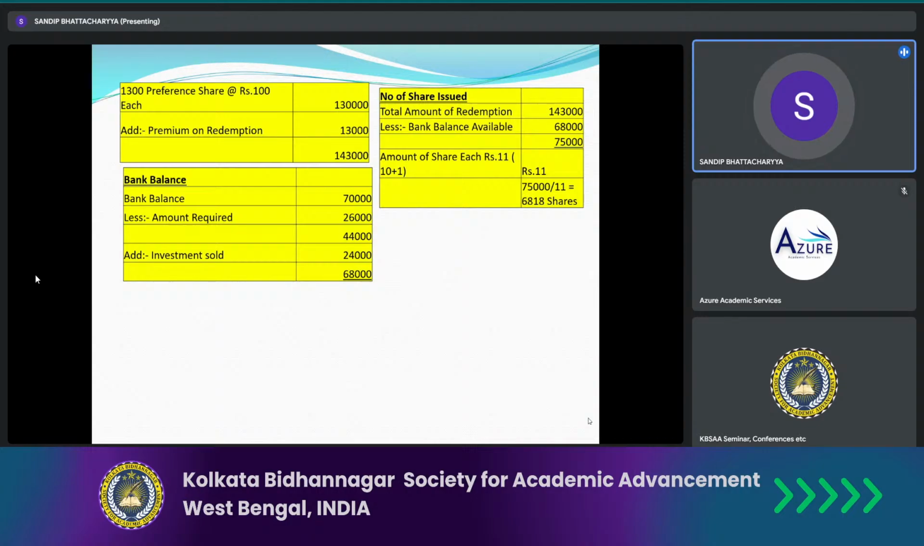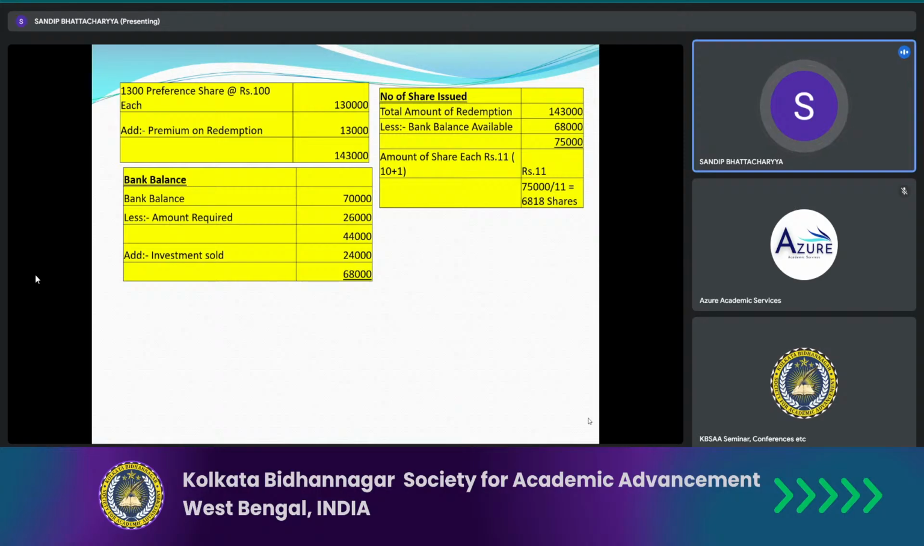Total amount of redemption minus bank balance available, that is my amount of requirement. 75,000 divided by the new issue of share, that is rupees 11. So the rounded off figure is 6818. I repeat this once again. Number of shares issued, that is my working note number 3. Total amount of redemption is 1,43,000.